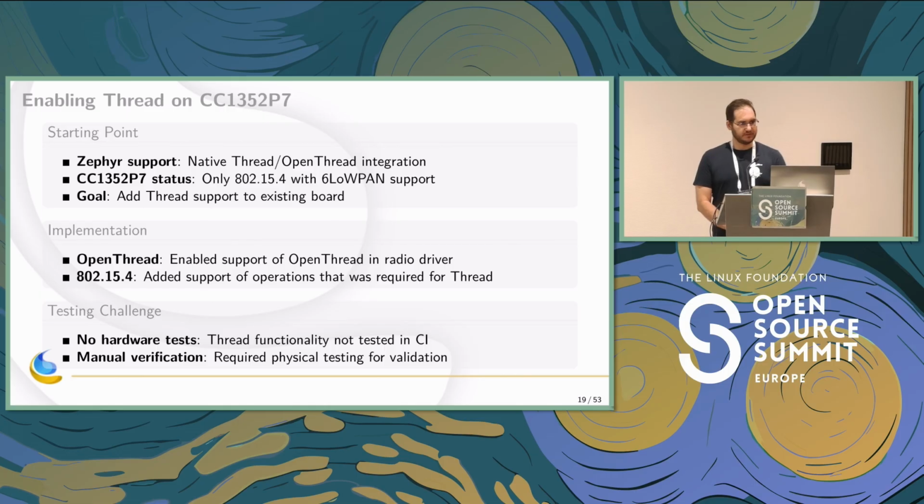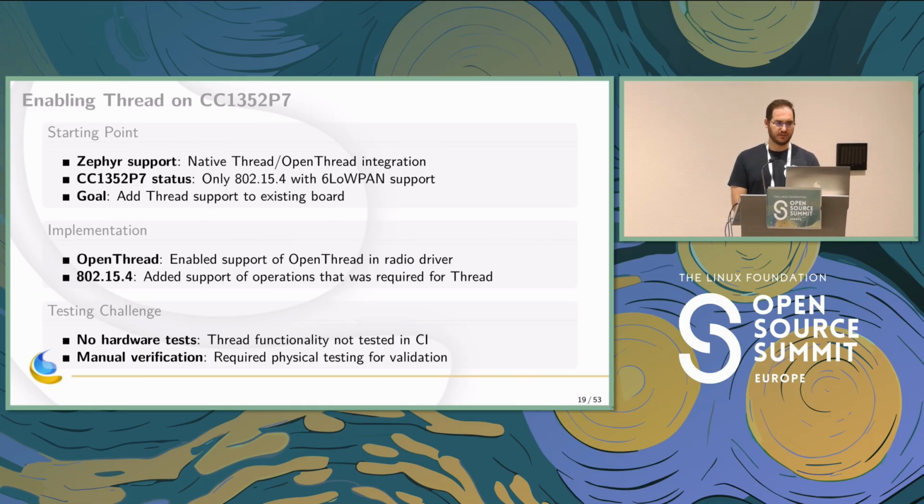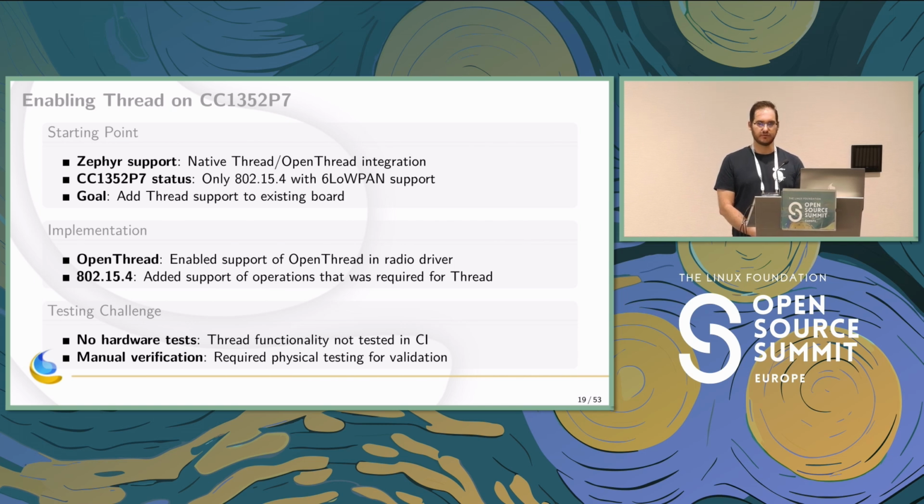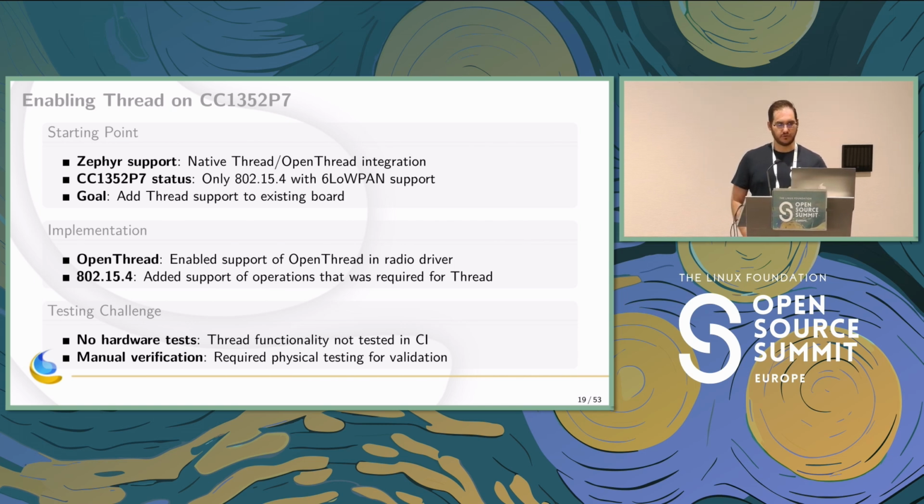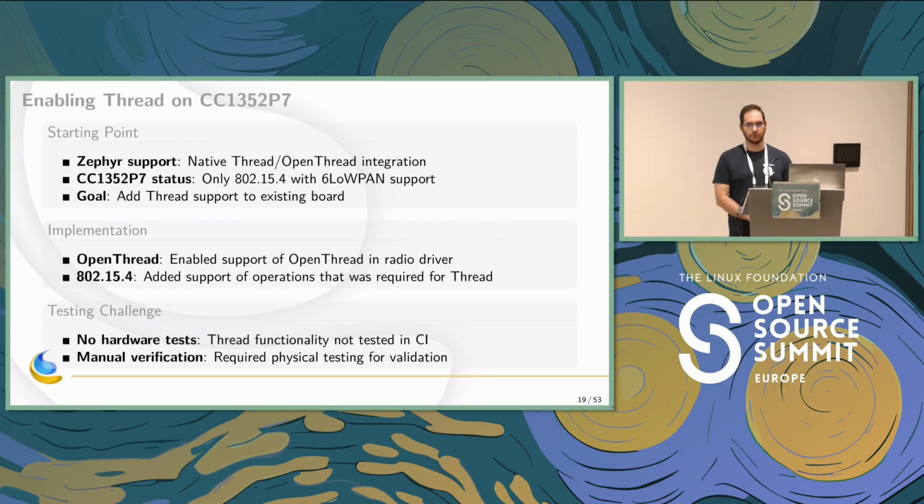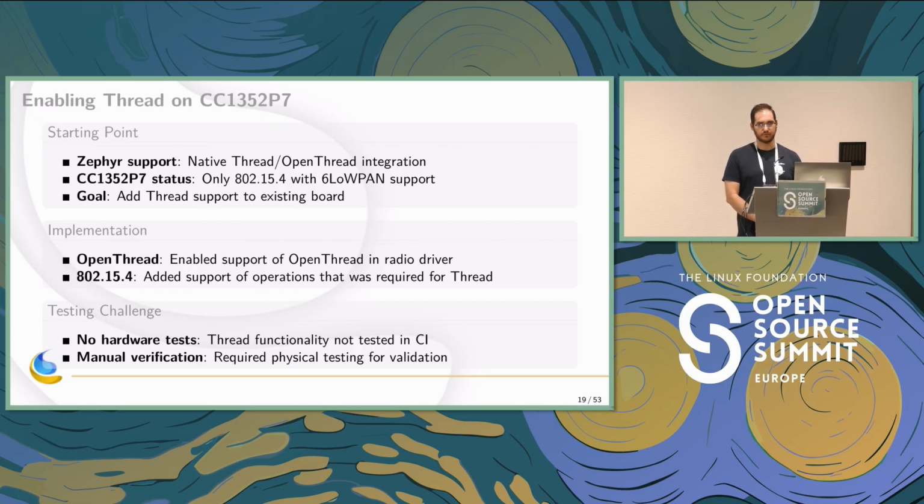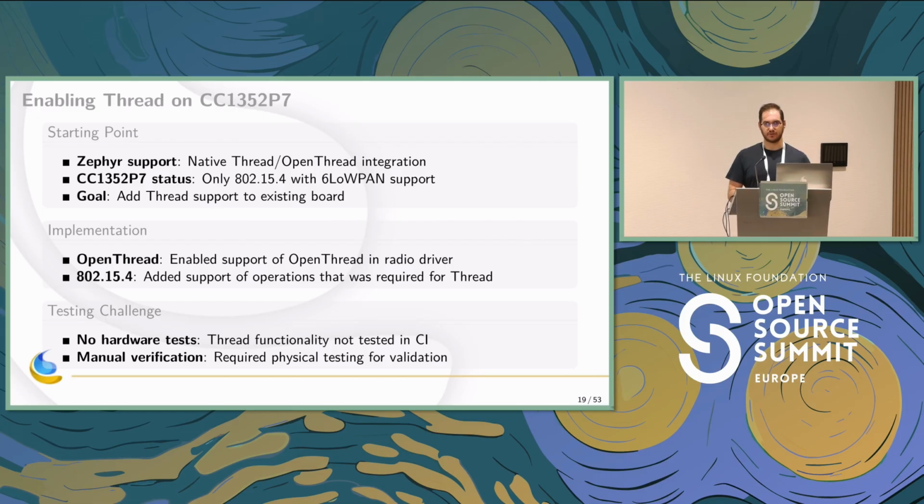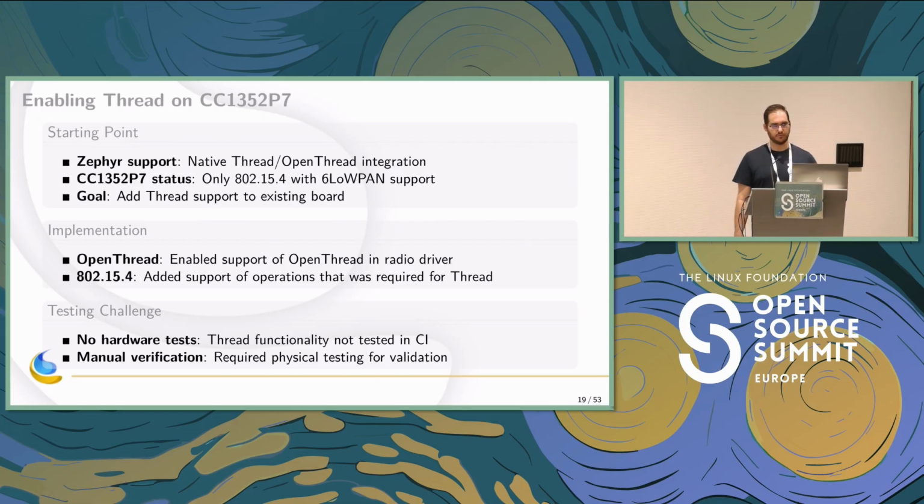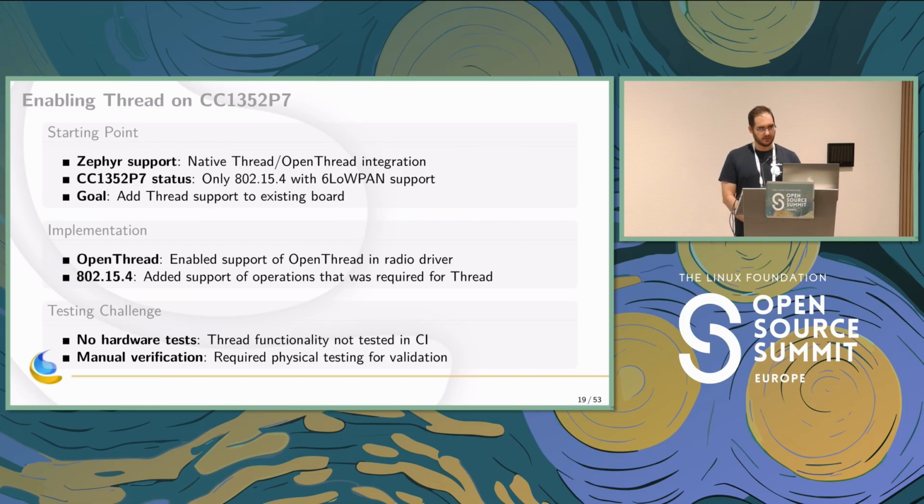About the TI SoC, I selected it because it was already supported by Zephyr. The radio was already working, but only 6LoWPAN was enabled. So I had to enable OpenThread support. It was quite easy to do because the driver is well done, and all the network stack in Zephyr is well done. So it was really just a couple of things to add. Only a couple of operations were missing because they were not needed for 6LoWPAN, so I did it for Thread.